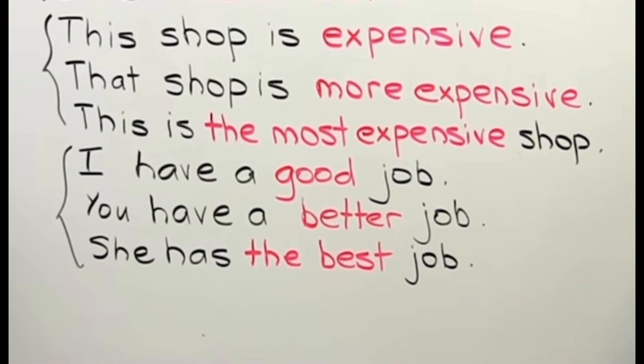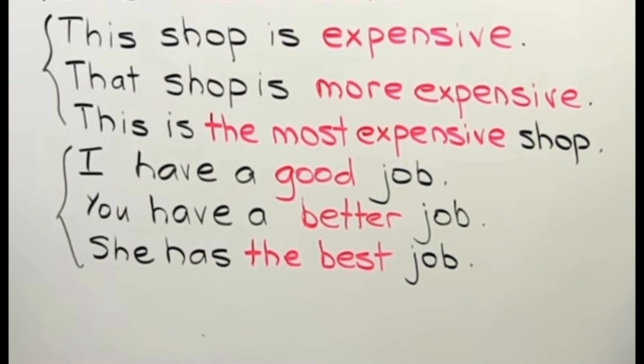But what's going on here? In our first example, we say tall, taller, the tallest. Here we say expensive, more expensive, the most expensive. Something different, right? Okay, I'll explain to you exactly when you use this kind of construction and when you use this form. Hang in there.